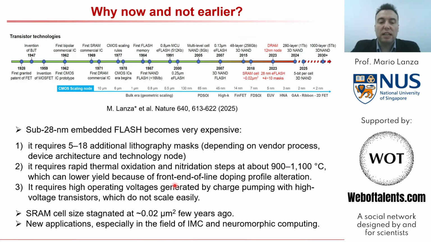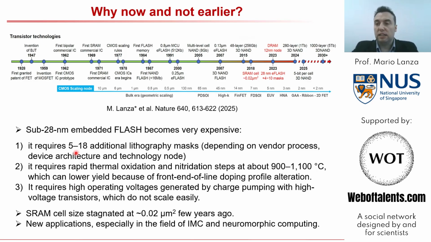The first one is that there is no way to keep scaling down the embedded flash memory because it starts to require a very high number of additional lithography steps. There are also some rapid thermal oxidation and nitridation steps that require high temperatures, and this can affect the thermal budget of the whole process. And also, they require additional circuitry, especially charge pumping circuits that adequate the application of the voltage to the memory.